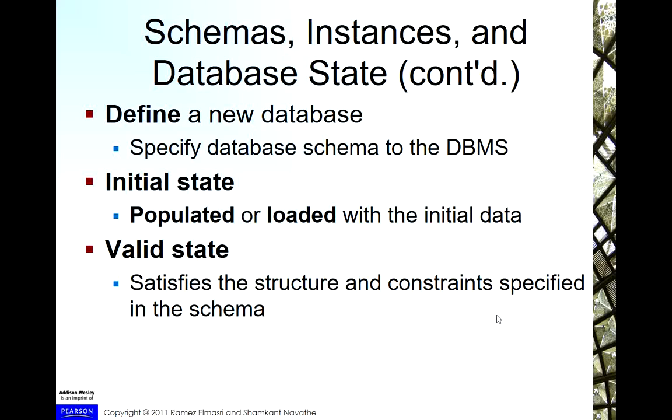But what is the valid state? The valid state is after some students drop or withdraw from this section, from this course, then the data available constitutes the valid state, which satisfies the structure and constraints specified in the schema at that particular point in time. So the valid state is different from the initial state. The initial state is data that might be uploaded to test the database system. Also it is called initial state.